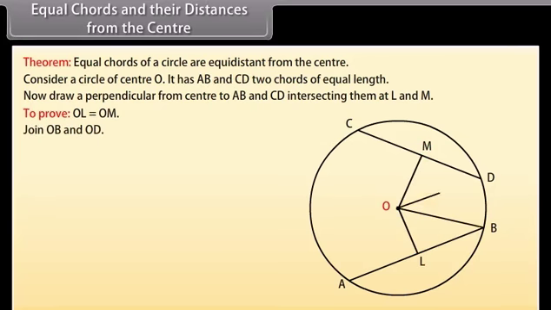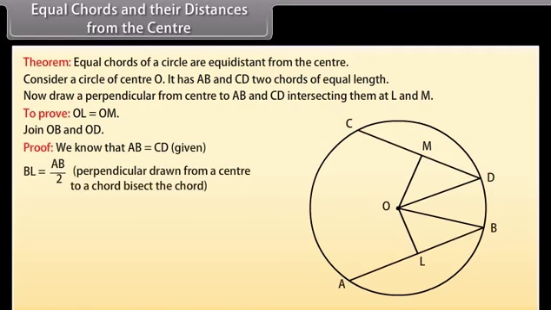Join OB and OD. We know that AB is equal to CD, given. BL is equal to AB upon 2, because a perpendicular drawn from the center to a chord bisects the chord. Similarly, DM is equal to DC upon 2. Therefore, BL is equal to DM.